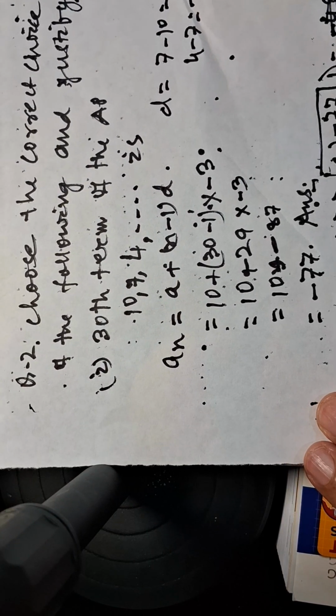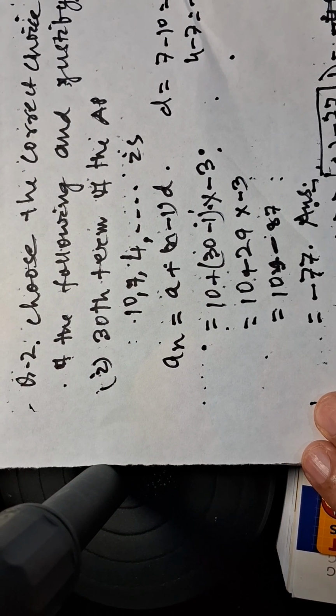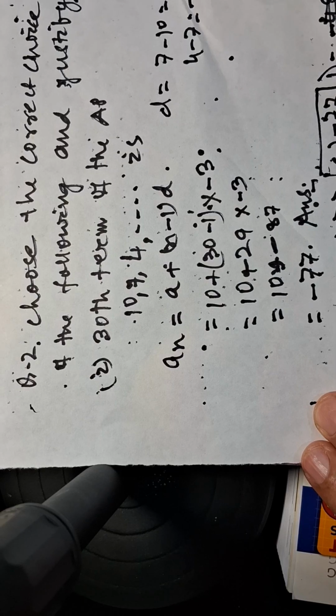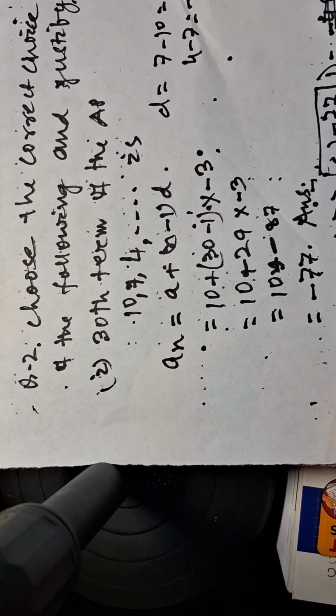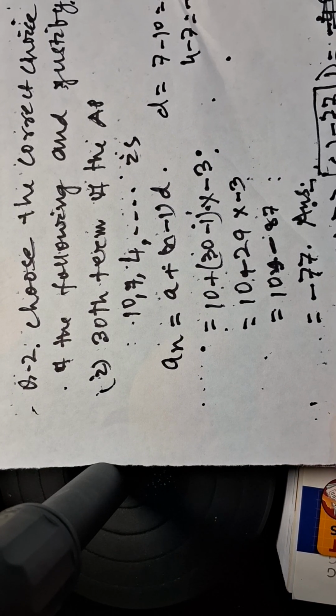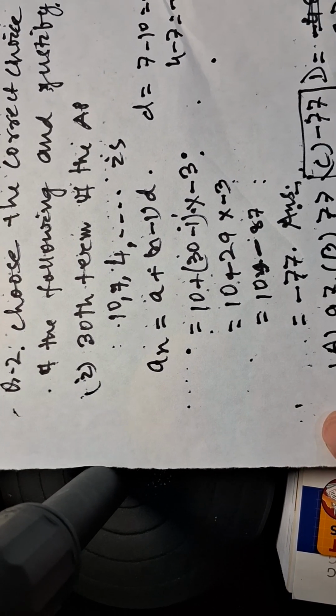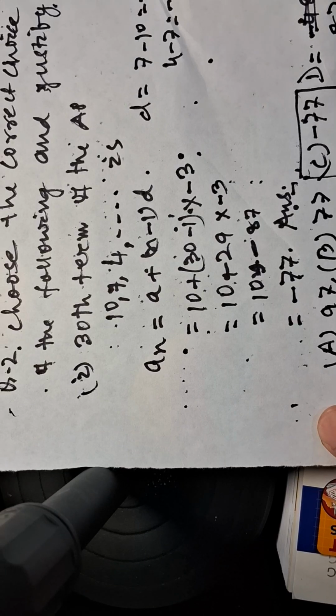Question number 2. Choose the correct choice of the following and justify. 38th term of the AP. The AP is 10, 7, 4 and so on. Then an will be a plus (n minus 1) times d.